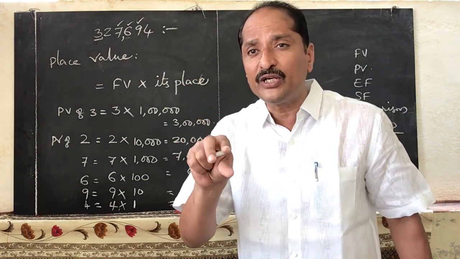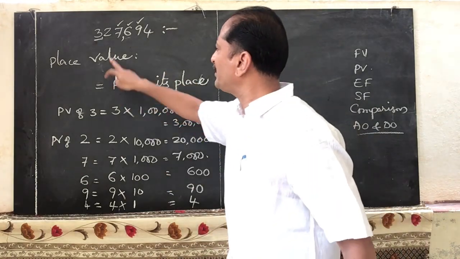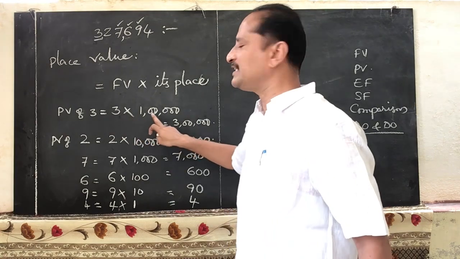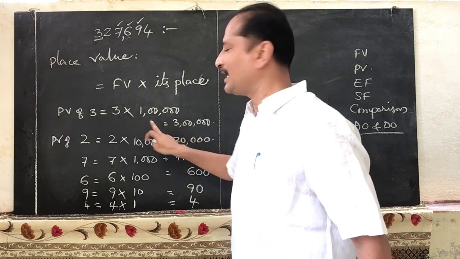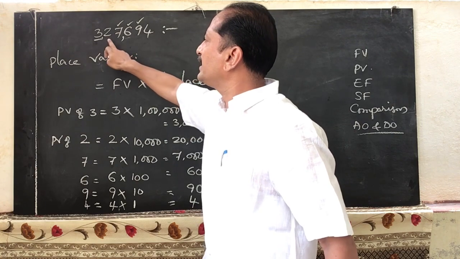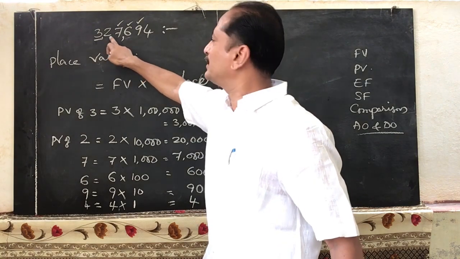Face value into its place. So what is the face value of 3? Here we have found the face value of 3 is 3, and it is in the 1 lakh's place. So 3 into 1 lakh, 3 lakhs. Place value of 2 is 2 into 10,000, 20,000.